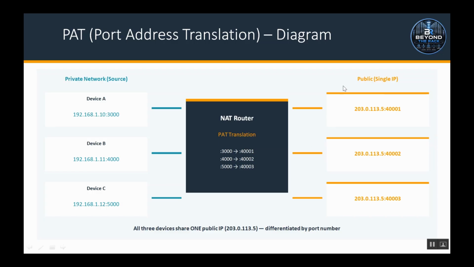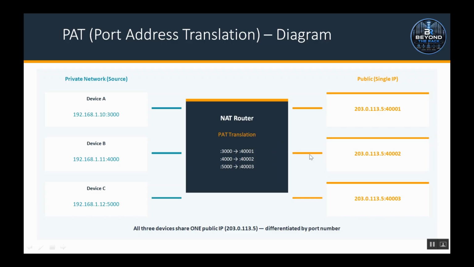Then the public IP address will be 203.0.113.5 with port number 40001. Inside, device A communicates through this communication line. Device B, wanting to connect to the internet, has the source IP address 192.168.1.11 port 4000, and using the layer 3 device it will be NATed to port 40002.